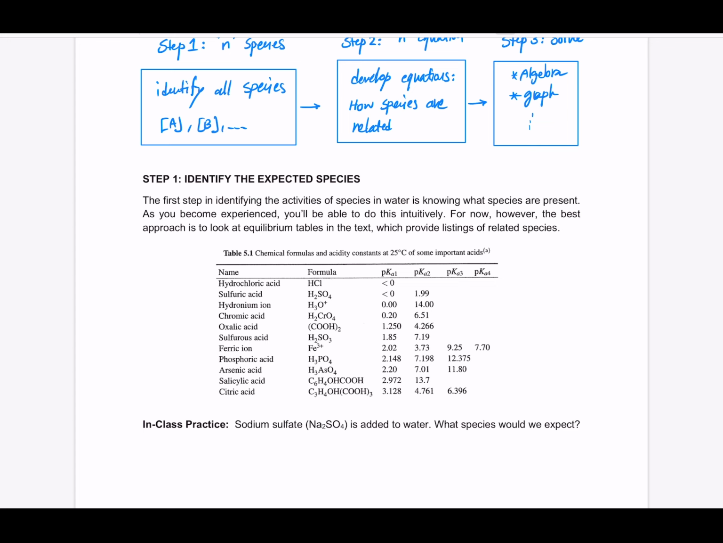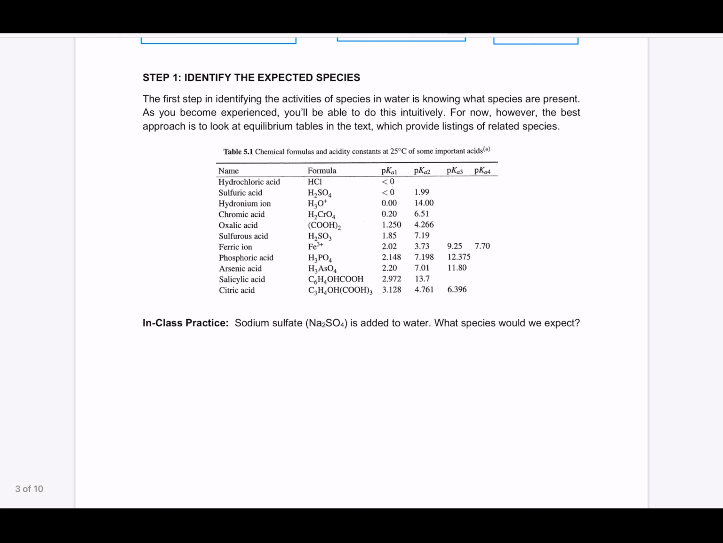Either you added a specific salt, or you exposed your system to a specific gas, which we're going to learn also in this chapter, or you're dealing with an acid-base reaction, then you go back to the table and see what kind of acid-base that is, how many pKa you have, then you can identify basically the expected species.